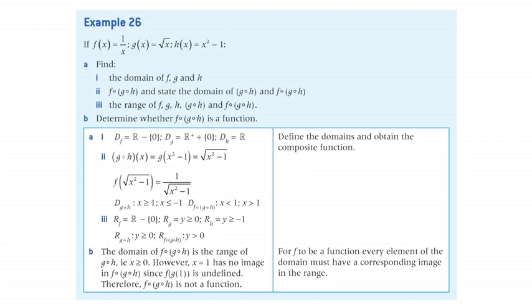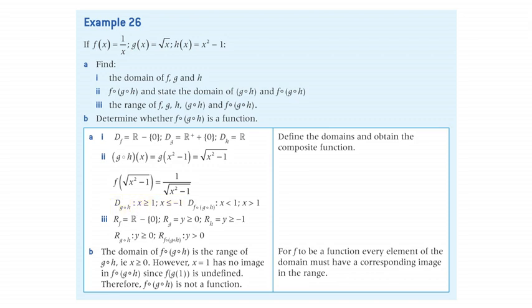In A II, you must first find the composite function g circle h. Letting h of x be the argument of g of x, you obtain the composite function g circle h of x equals g of x squared minus 1 equals root of x squared minus 1, whose domain is all real numbers greater than or equal to 1 or less than or equal to negative 1, since the radicand cannot be negative.